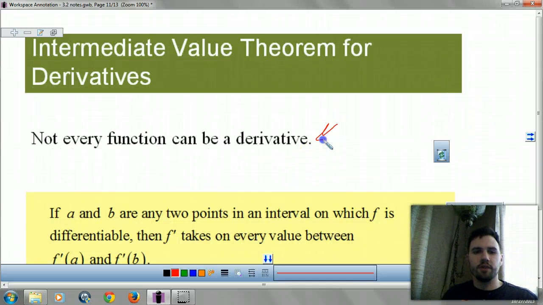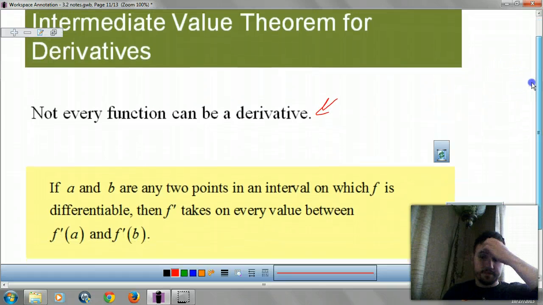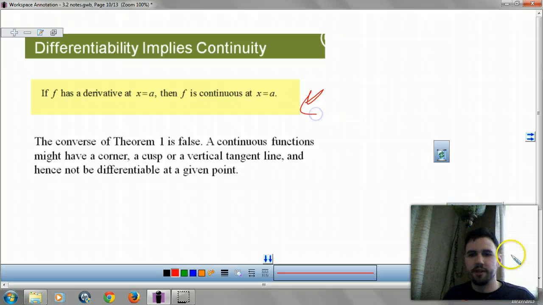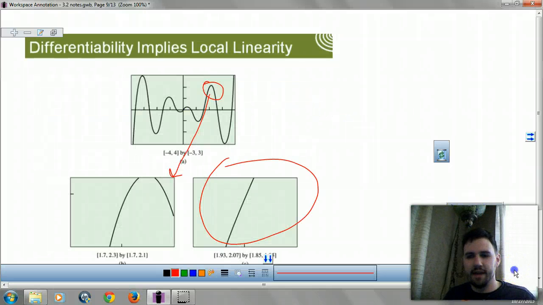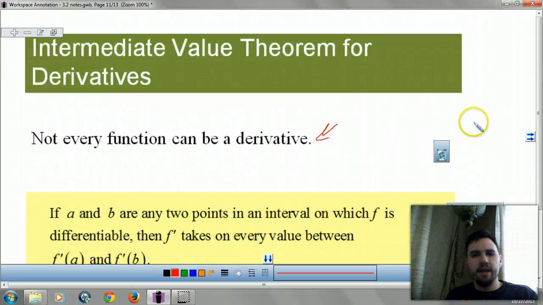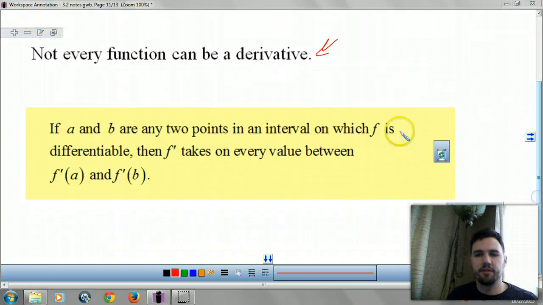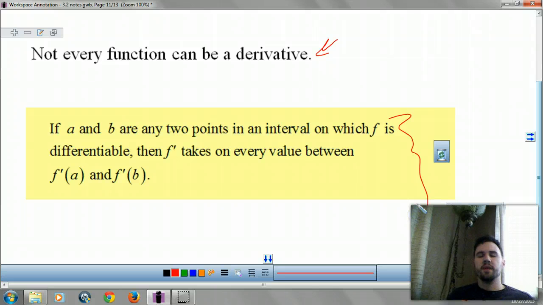Not every function can be a derivative. By the way, that was noteworthy, guys. That, not so much, but that was noteworthy. Not every function can be a derivative. This is also noteworthy. If a and b are 2 points on an interval in which f is differentiable, then f prime takes on every value between f prime of a and f prime of b.